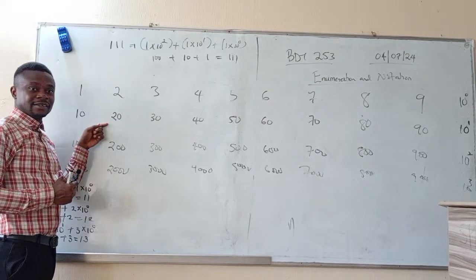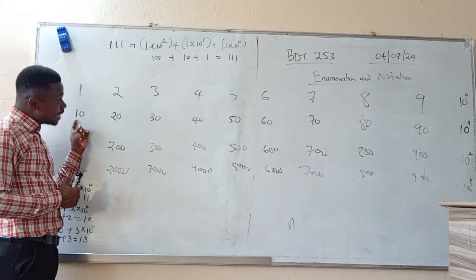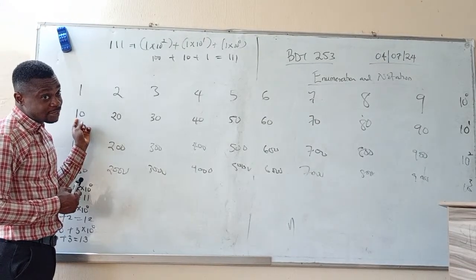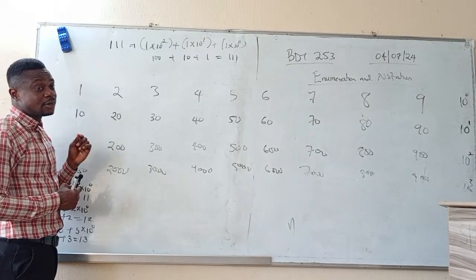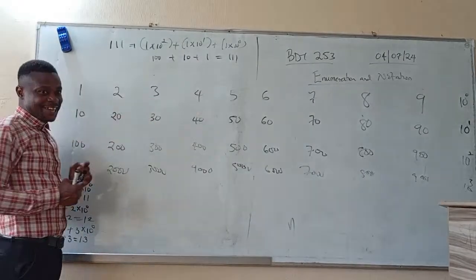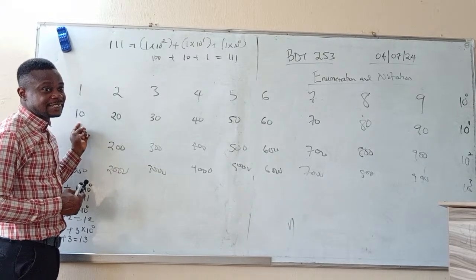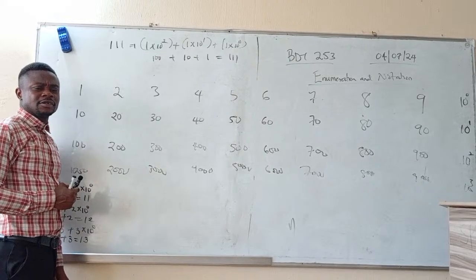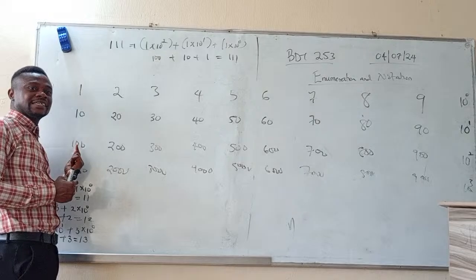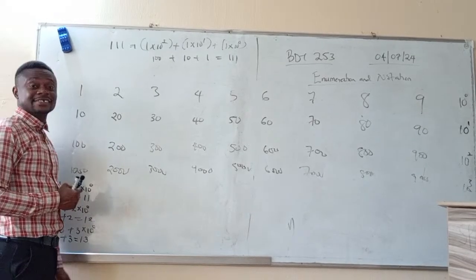We now come down here. 10. Is it correct? Is it 10 times what? Is it here or there? Okay. 10 times 10 to the power 0 is what? 10 times 10 to the power 0 plus 100 is what? 10 plus 100, 110. You want to do 111 again? Add that one. Yes.